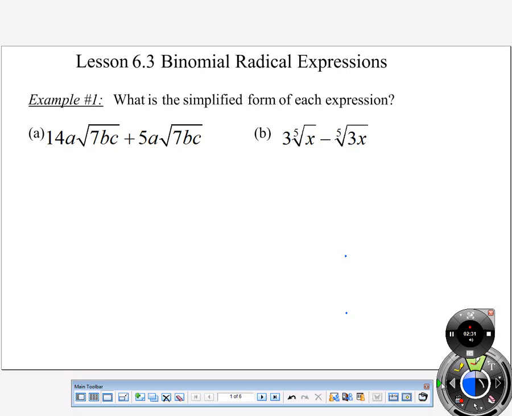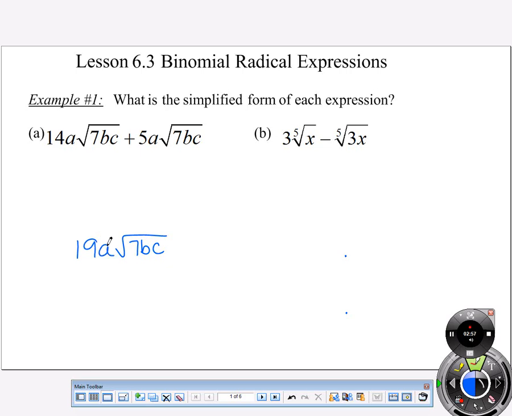You don't change the x in any form. You say this one had a 7 in front of it, this one had a 10 in front of it. When I add those coefficients together, it becomes 17. So this is going to stay the square root of 7bc. Then we even had some variables outside the radical. Again, luckily they both had an a. So we have 14a plus 5a, which is 19a.